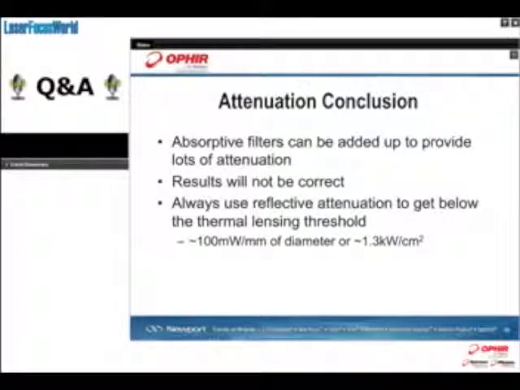Okay, here's a question more for Allen, I think, about another specific setup. How would you attenuate a 2 to 5 watt IR beam for a 2 to 10 micron focal spot correctly? This person used neutral density filters, which introduced thermal lensing. So what would you recommend?